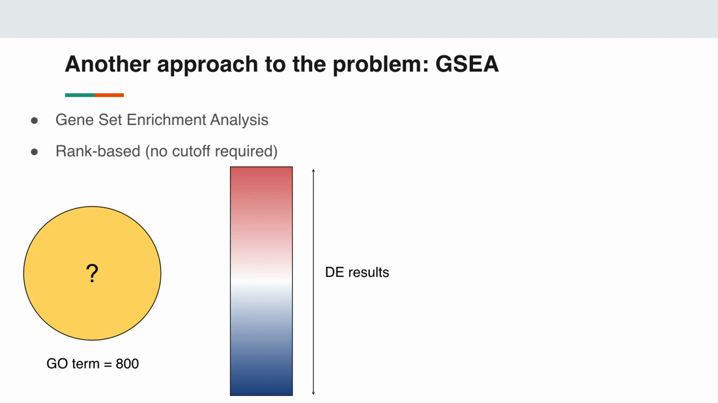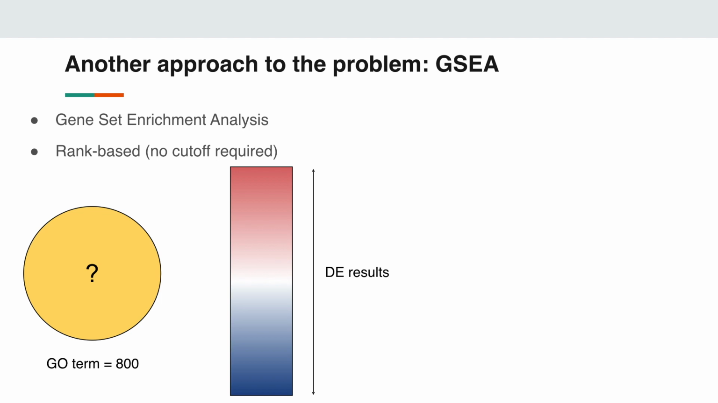And there is one final approach that you can take to evaluate gene set enrichments in your data, and that is called GSEA. It stands for Gene Set Enrichment Analysis, and the advantage or the main difference from the overlap tests we were performing before is that it's rank-based. So there's no cutoff required. You don't need to predefine your list of upregulated or downregulated genes.